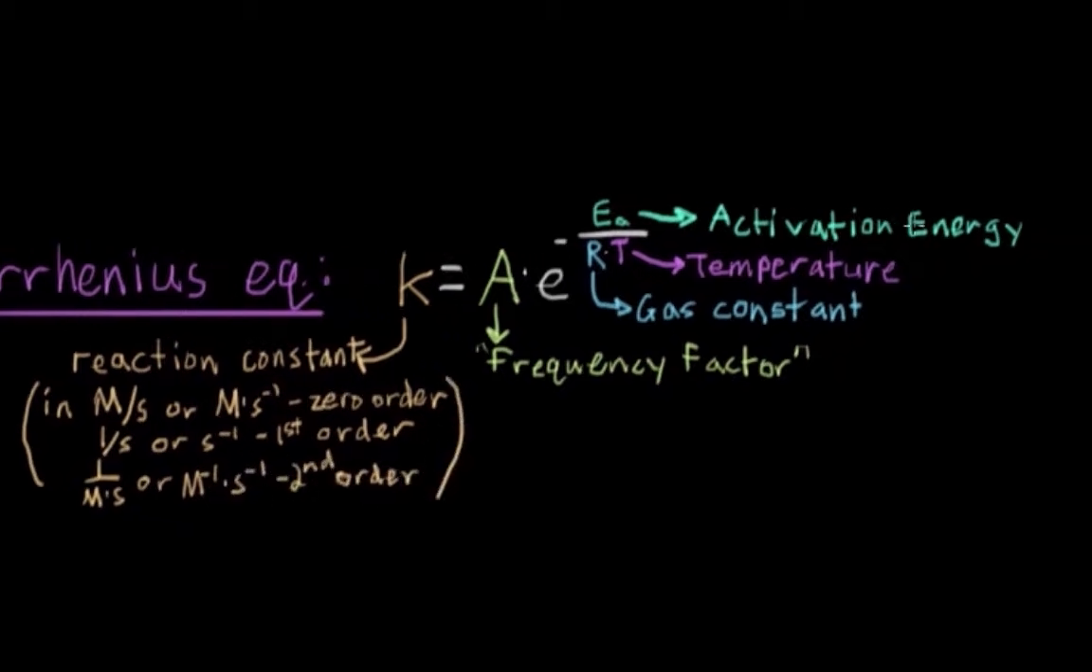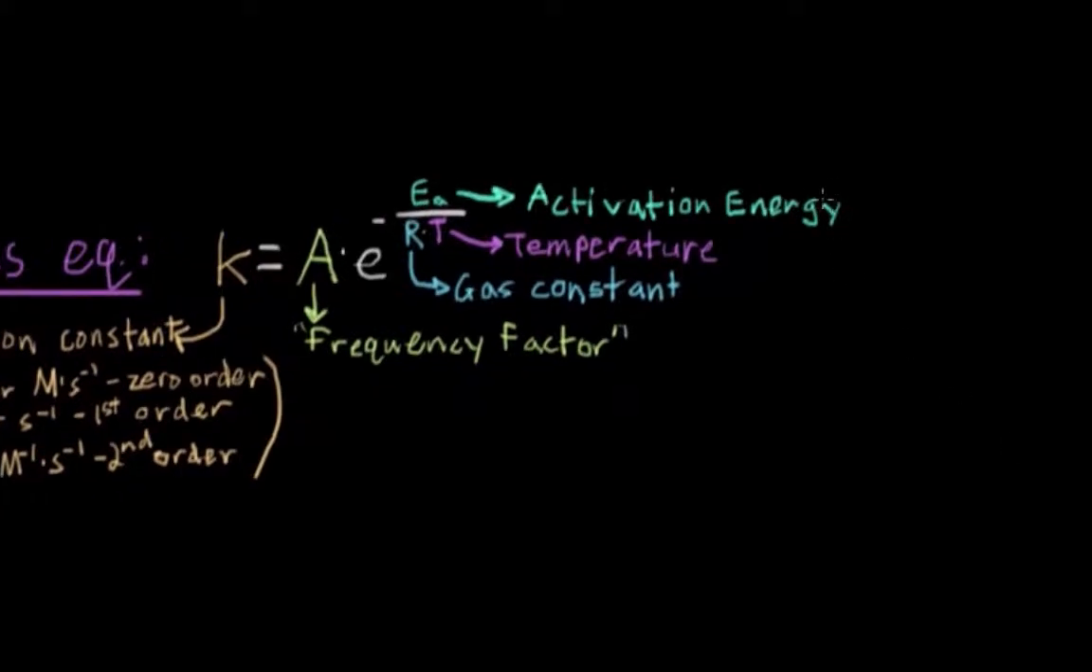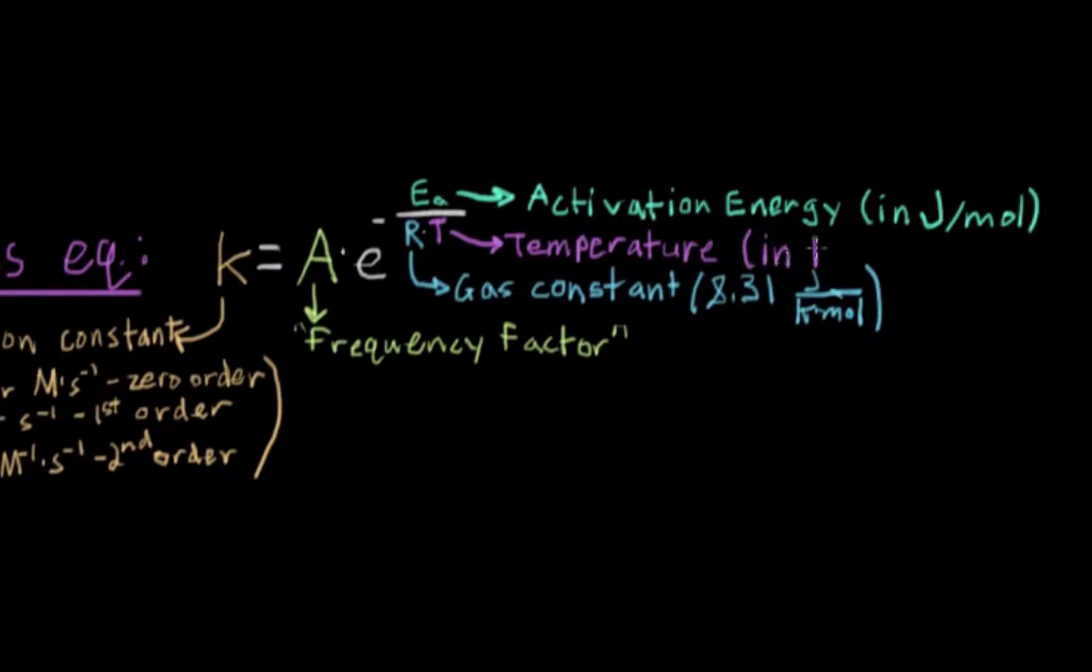Now let's talk about the units for our activation energy. Activation energy is in joules per mole. The gas constant is equal to 8.31 joules per Kelvin mole, or it could also be written as moles Kelvin. It doesn't really matter because multiplication is commutative. And then temperature is in units of Kelvin.